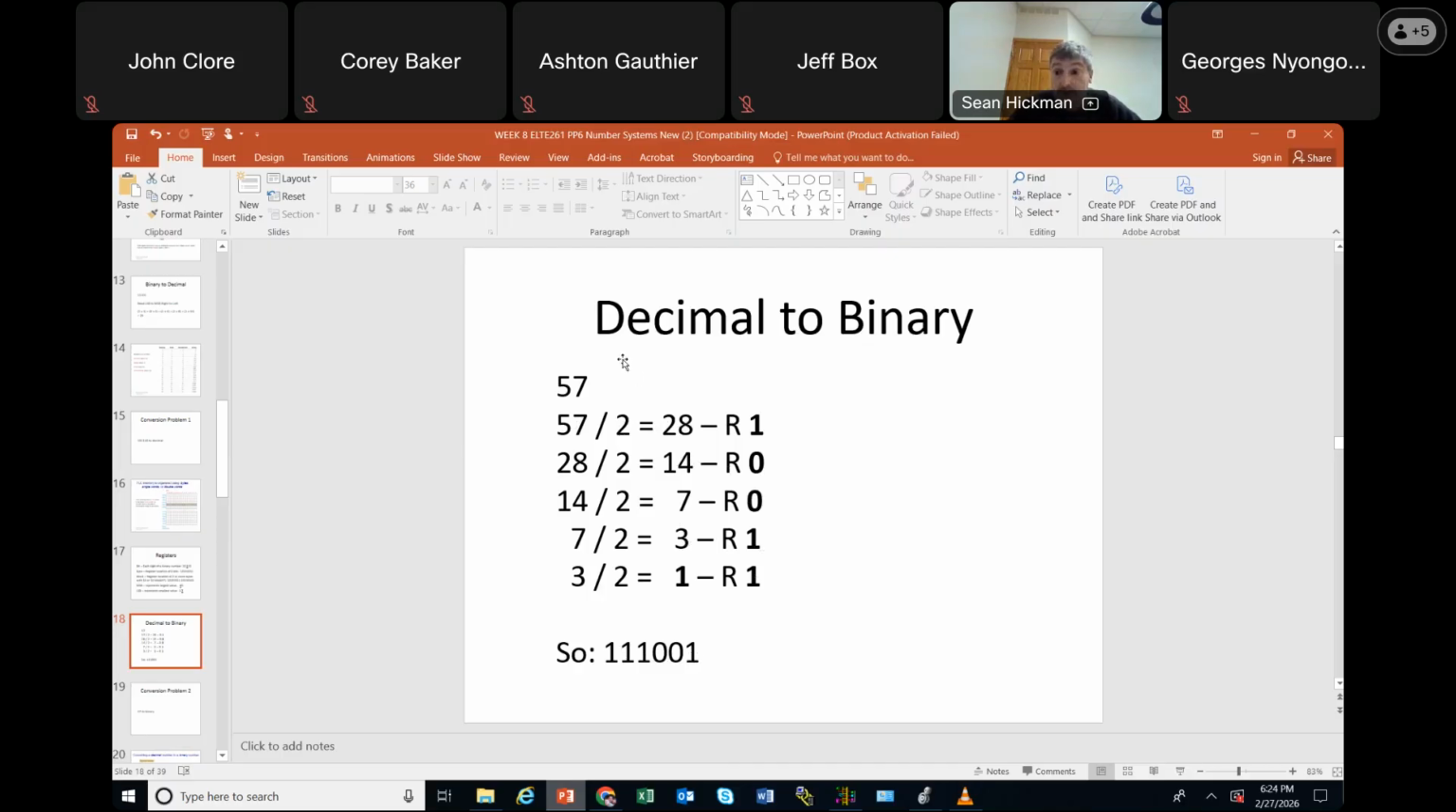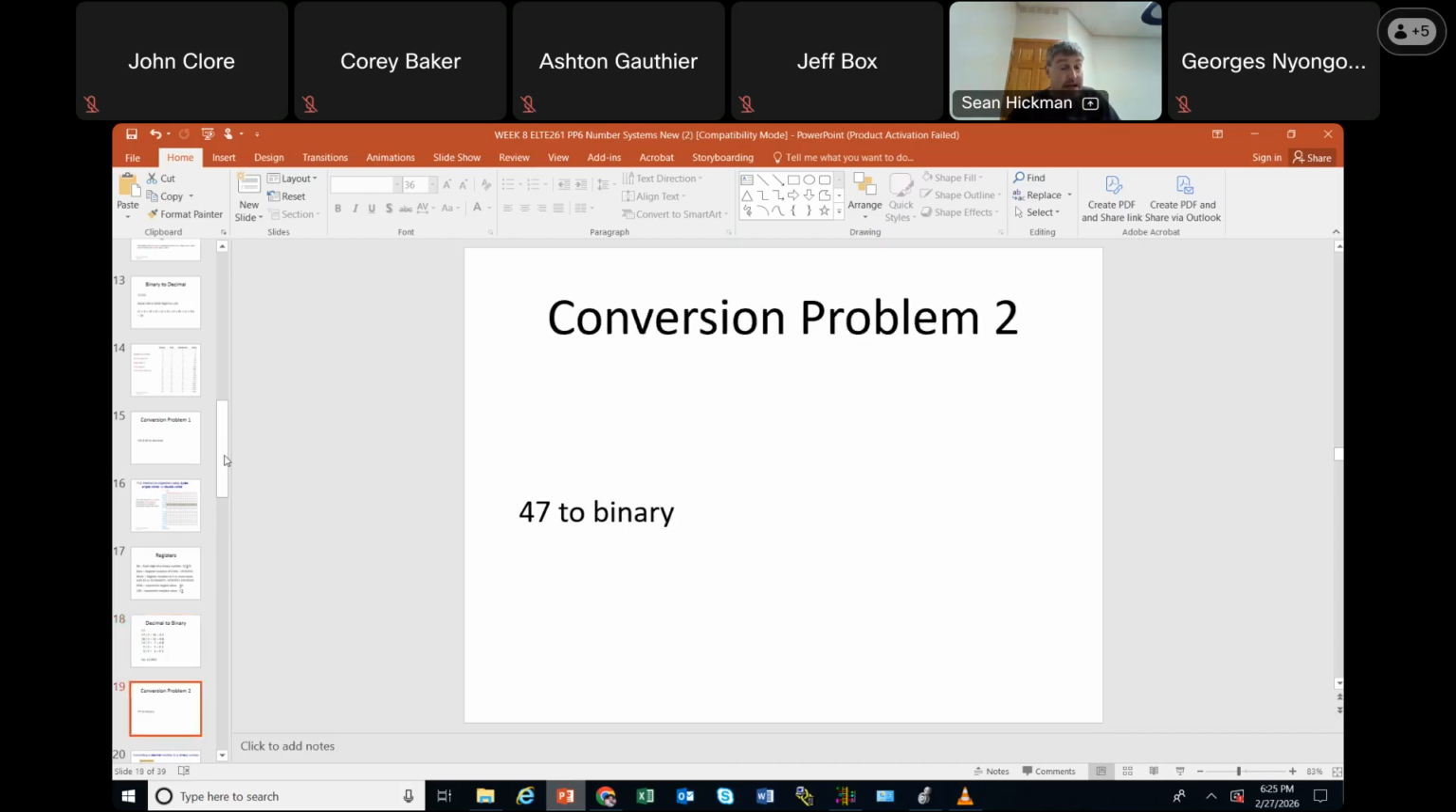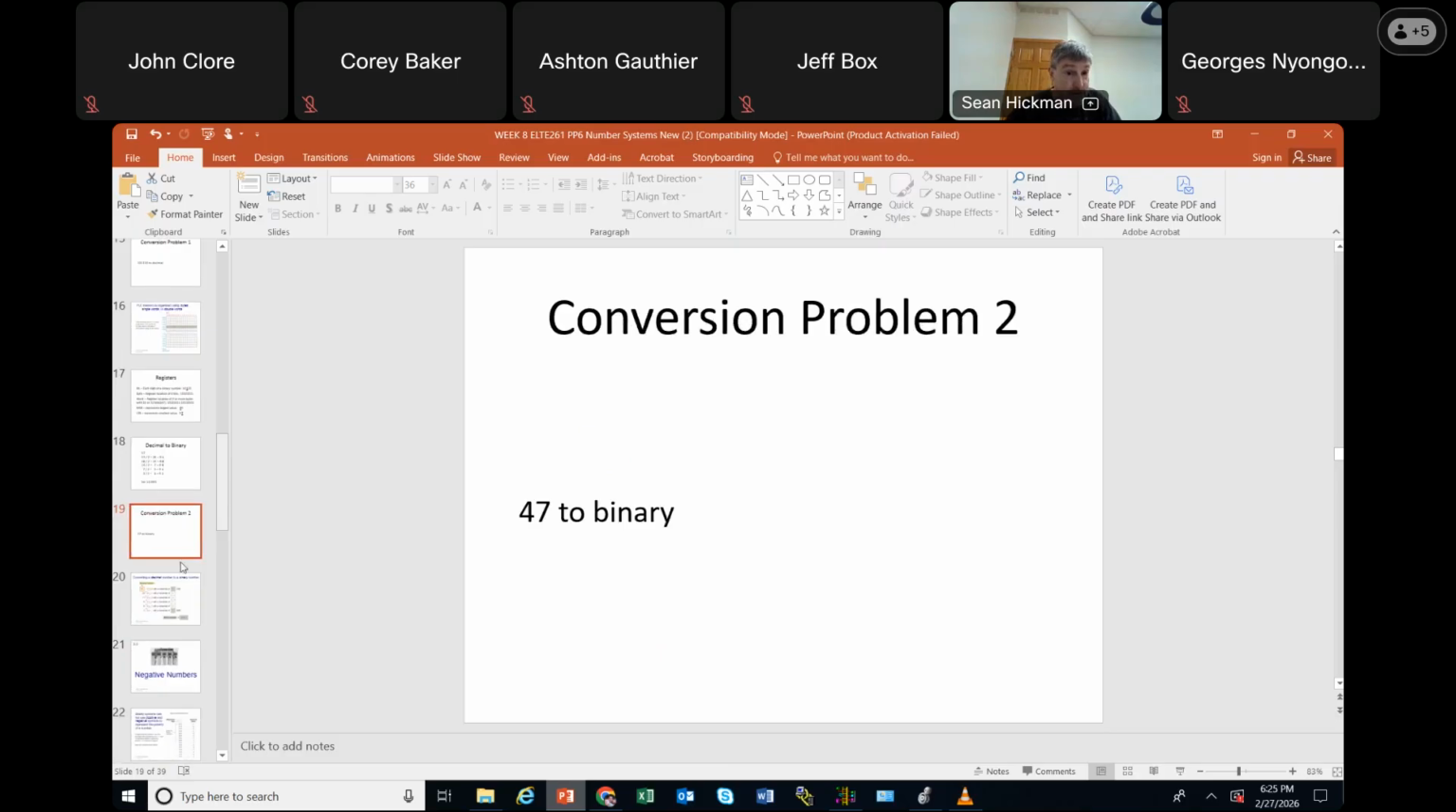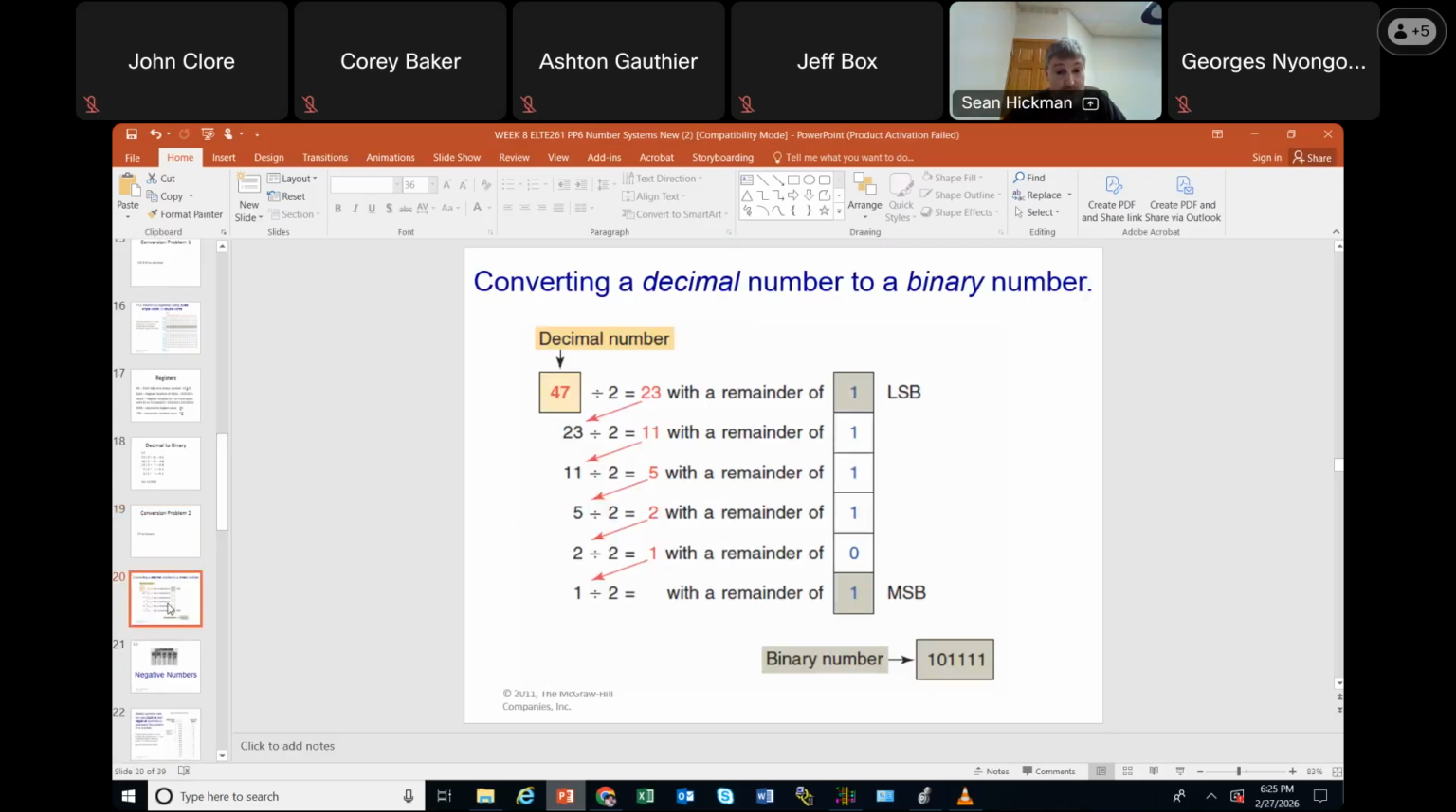When you do this on the quiz or whenever you're doing it, you've got 57. I always check it. So this is 1, 2, 4, 8, 16, 32. 32 plus 16 plus 8 plus 1 is 57. I always check the math, all right? Conversion problem 2, 47 to binary. I'll write it up on the sheet if you want me to do it on the sheet.